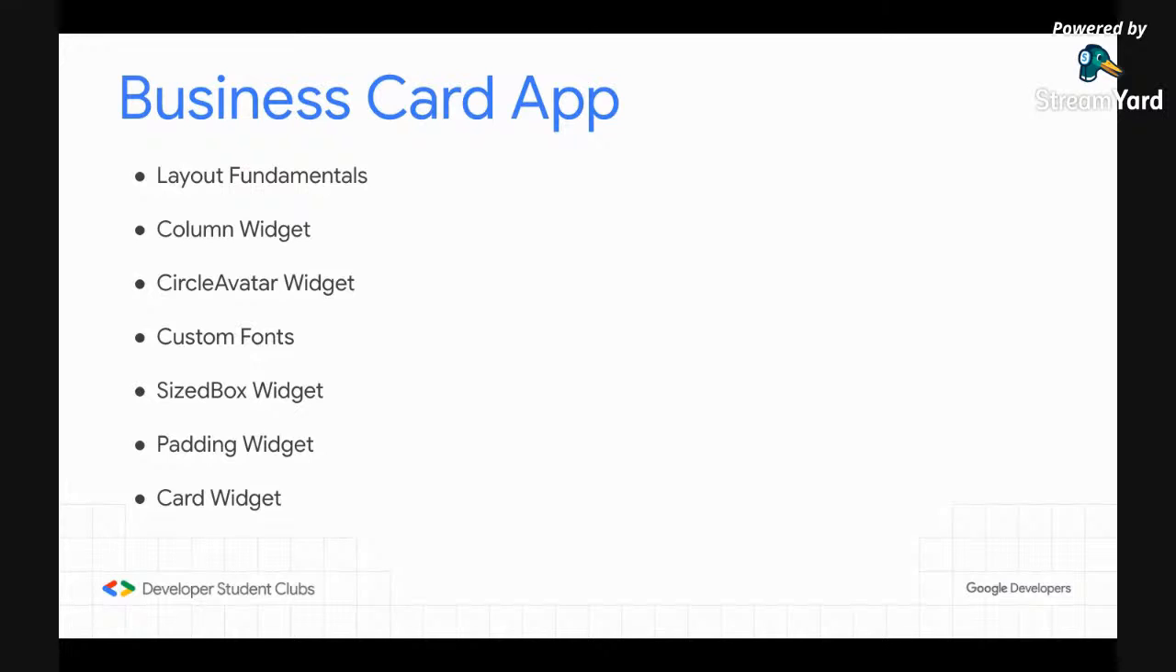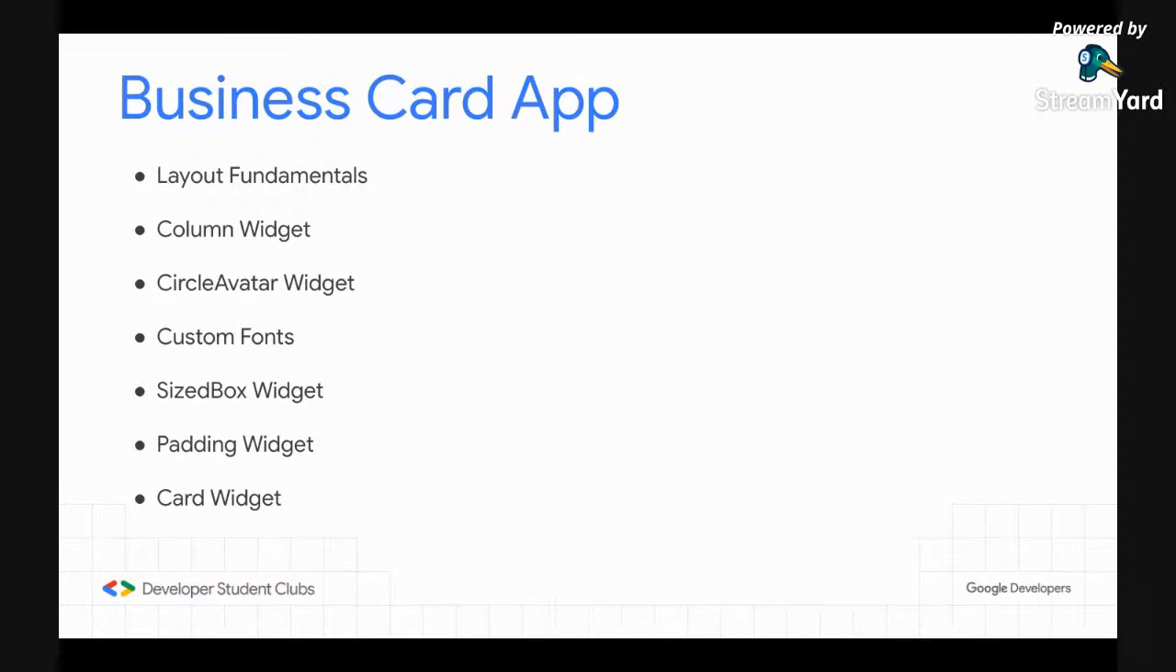In this app we will use the circle avatar widget and custom fonts. We will learn how we can use custom fonts, that is, not the default fonts, but some fonts that come from the internet. So we will see how we can add custom fonts to our app. Then we will see how the sized box widget can be used. Then we'll learn how the padding widget works, and at last we'll add some card to our app.